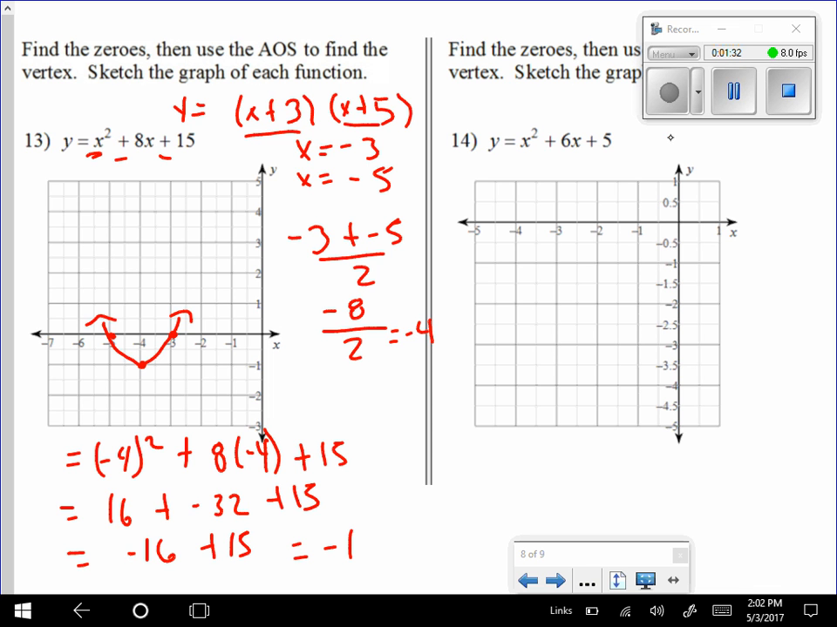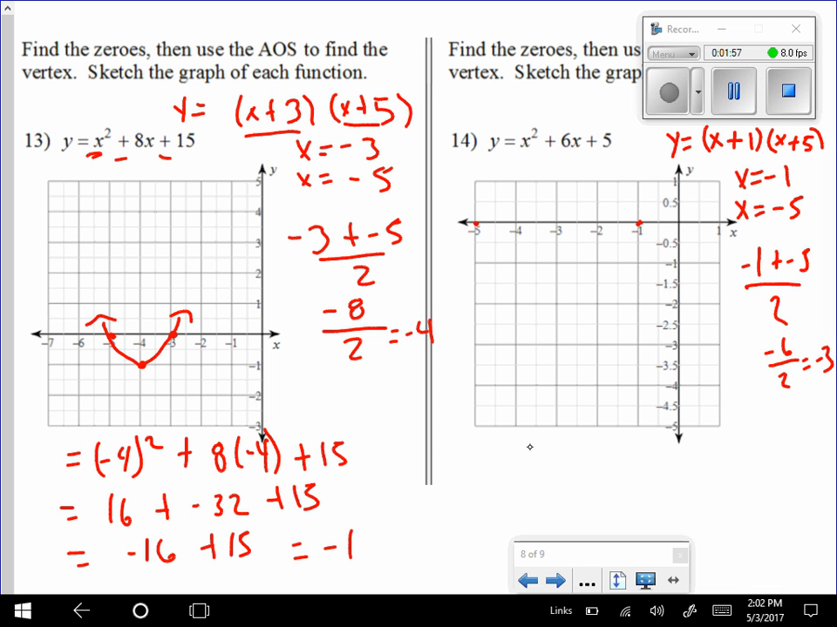Okay, we're going to factor this one. 1 and 5 give me 6. So x would equal -1, x would equal -5. So we're here and here. So between those, it's going to be -3.